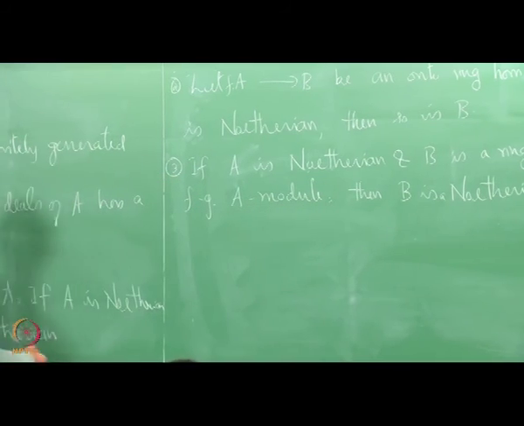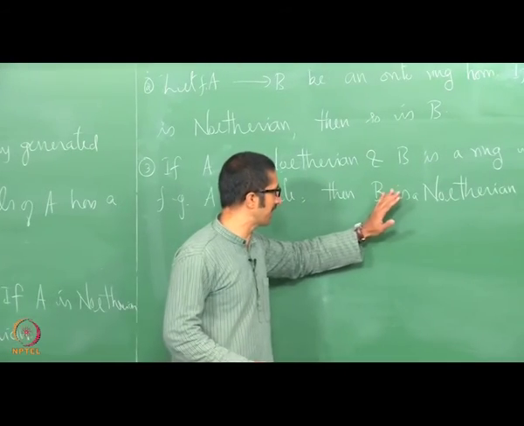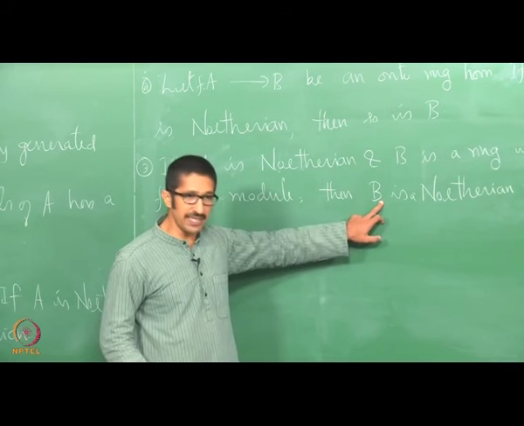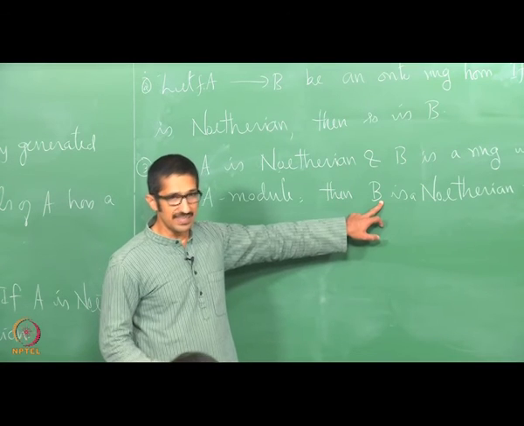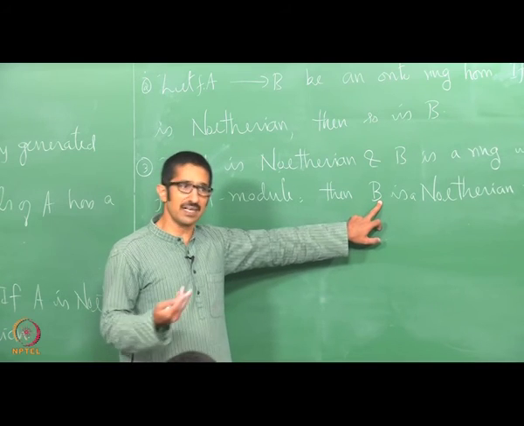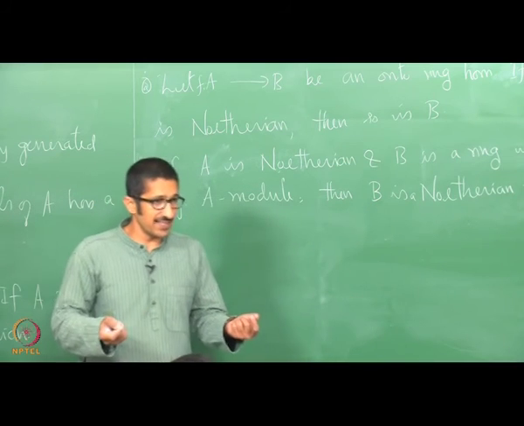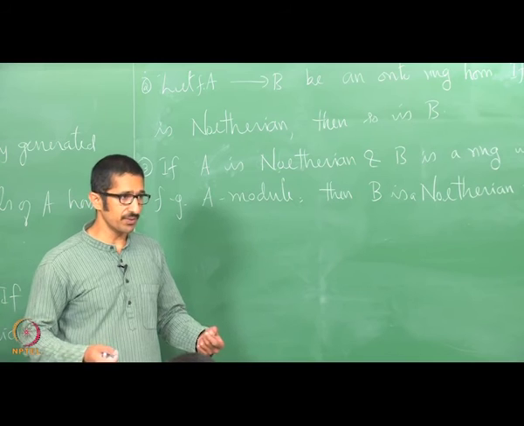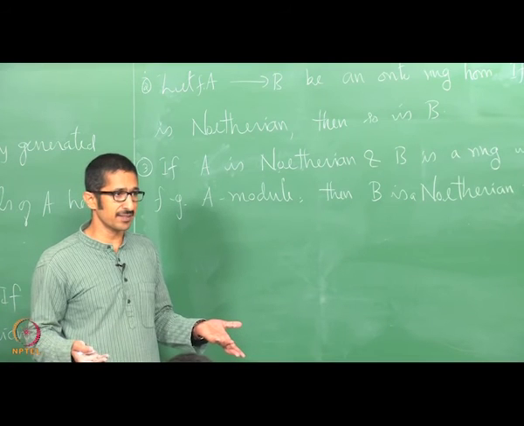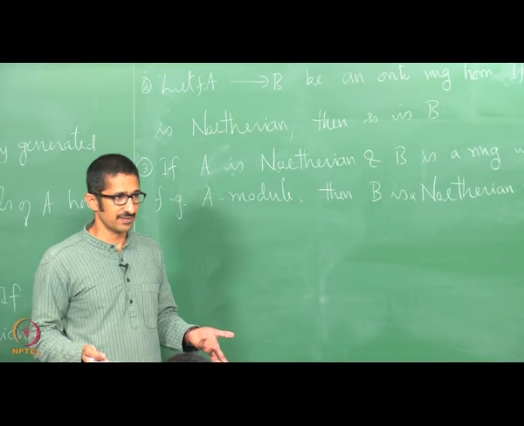We have many ways of saying this. We want to say, for example, that every ideal is finitely generated. If I take an ideal in B, it is an A module, but B is already a Noetherian A module, therefore, this ideal is finitely generated as an A module. In particular, it will be a finitely generated B module as an ideal.